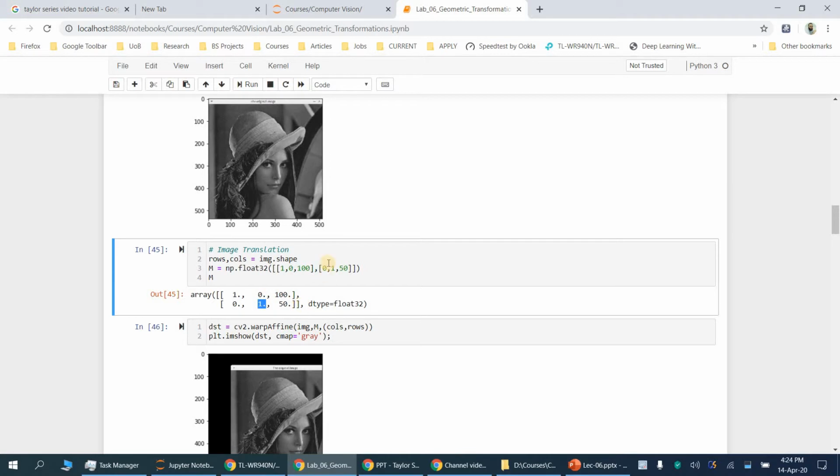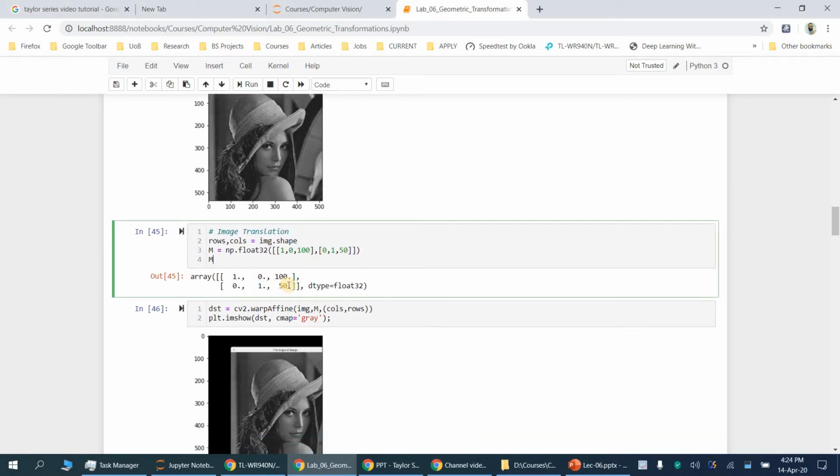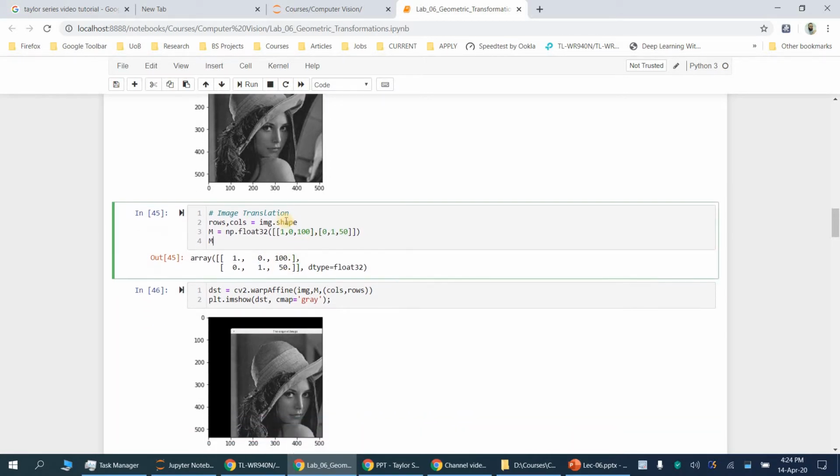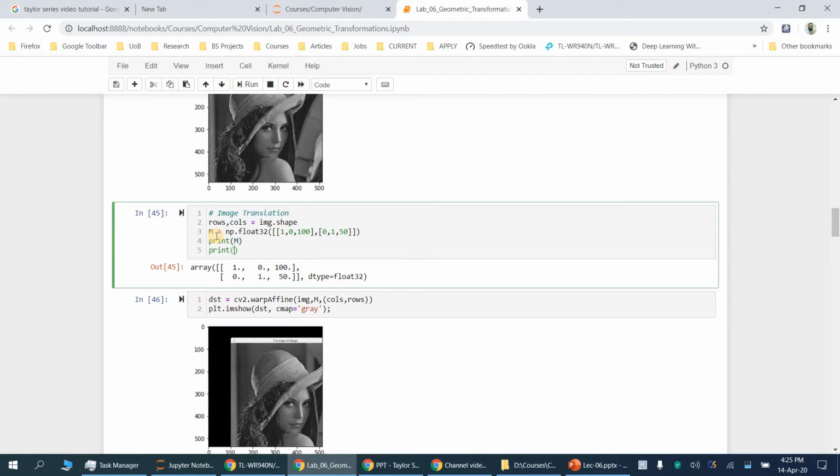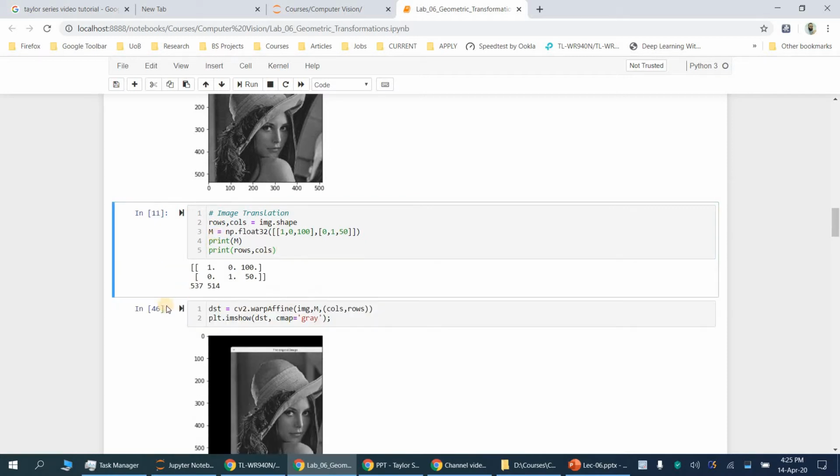Okay. So you perform this, and then the third value over here is 50. Clear? So what we do over here is we have taken these values of rows and columns. What's the purpose for taking these values? They are to be used as the output. So let me print them, rows, columns. Okay, so here it is.